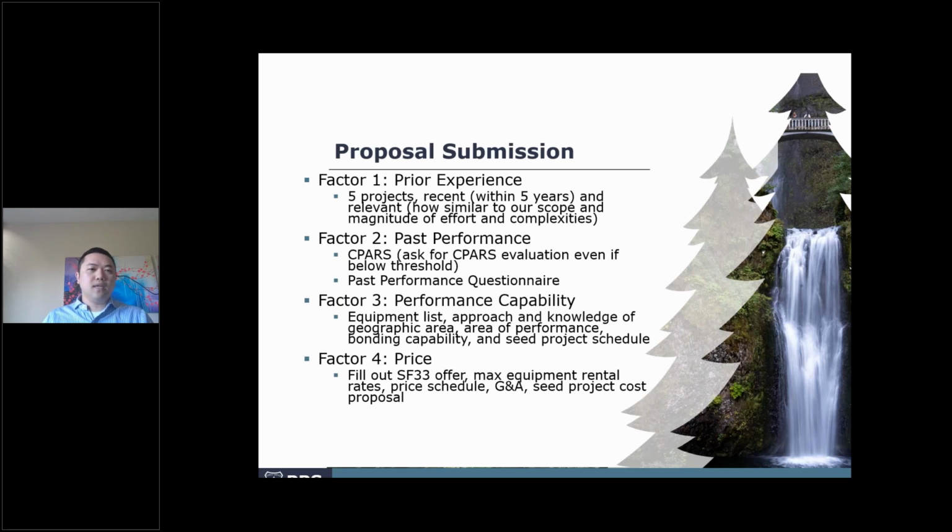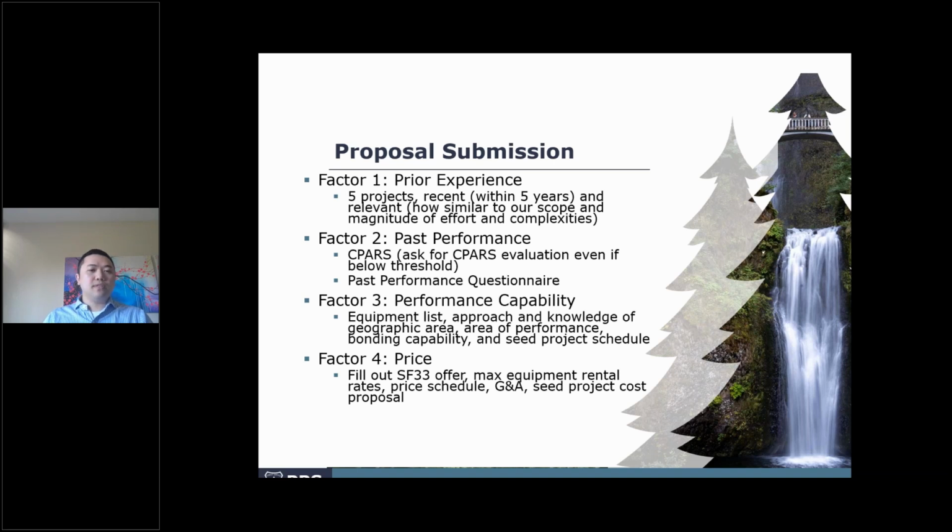And here's what you'll need to submit in your proposal. To address factor 1, we're asking for 5 projects, and they should be recent, which is anything current above 50% in completion right now, or within the last 5 years. So that defines recency. And then relevancy is how similar the scope is compared to what you've done in the past.